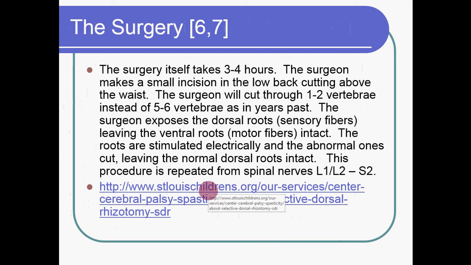The surgery itself takes 3 to 4 hours. The surgeon makes a small incision in the low back, cutting above the waist. The surgeon will cut through 1 to 2 vertebrae instead of the 5 to 6 vertebrae as in years past. The surgeon exposes the dorsal roots, leaving the ventral roots intact. The roots are stimulated electrically, and the abnormal ones cut, leaving the normal dorsal roots intact. This procedure is repeated from spinal nerves L1 or L2 through S2.